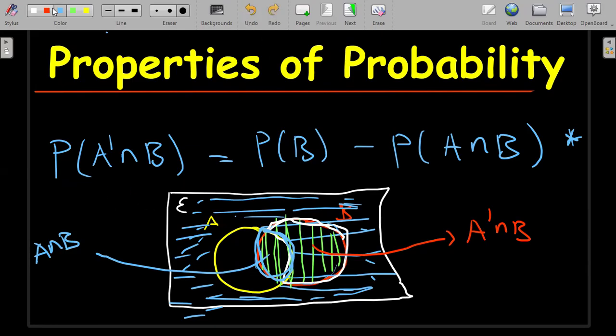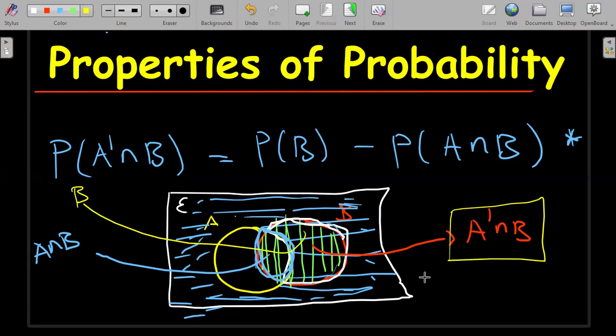I should maybe use a different color. So let's get yellow. All this part here, we're saying that was the set B. So if we want to find the probability of A complement intersection B, it is the same as subtracting the probability of this A intersection B from the probability of all this set B. So from this whole set, which is B, you subtract a part like that, and you remain with this part here. This part is the one that we said was A complement intersection B. So that's where this property comes from.